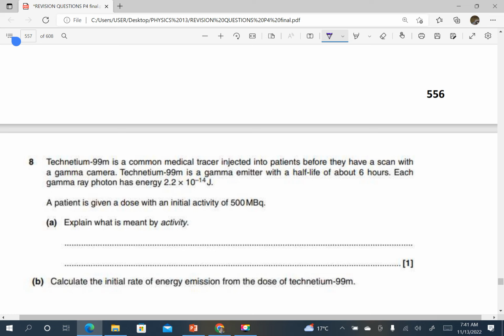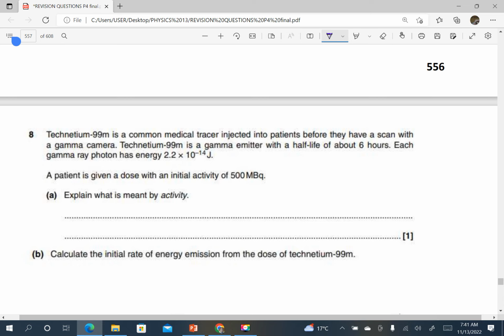Technetium 99m is a common medical tracer injected into patients before they have a scan with a gamma camera. That is a PET scan still. Technetium 99m is a gamma emitter with half-life of about 6 hours. Each gamma ray photon has energy of 2.2 times 10 power negative 14 joules. A patient is given a dose with an initial activity of 500 megabecquerels.